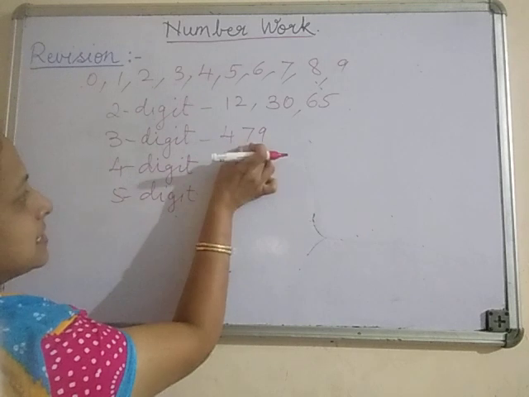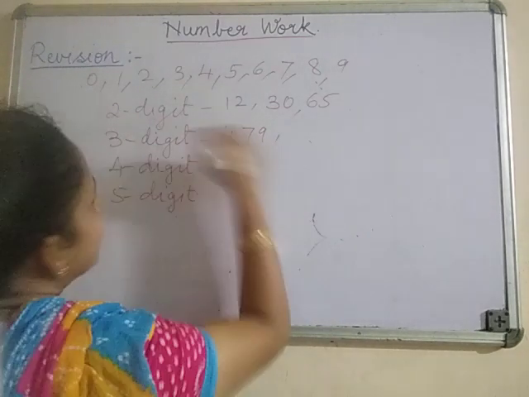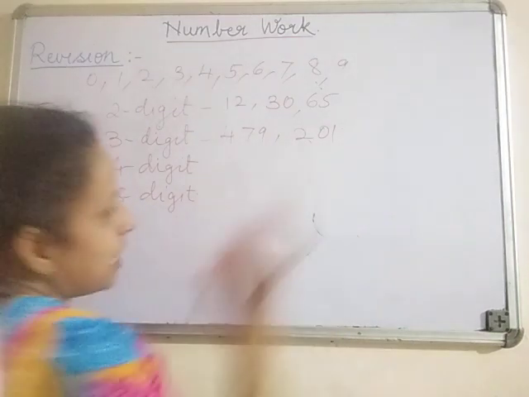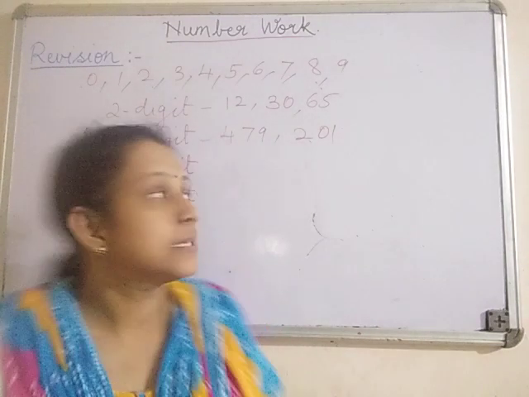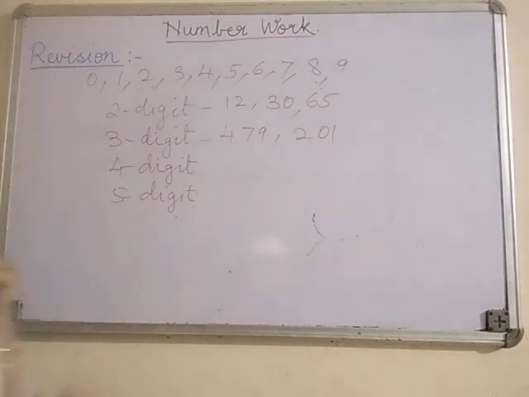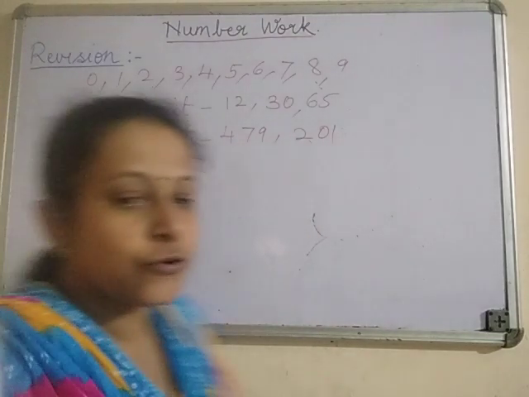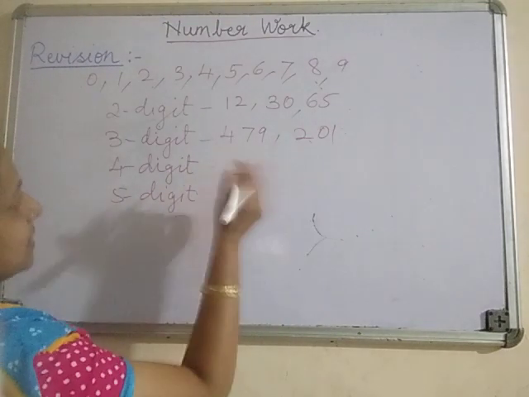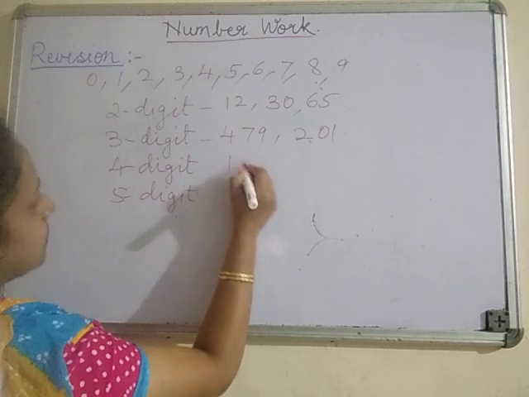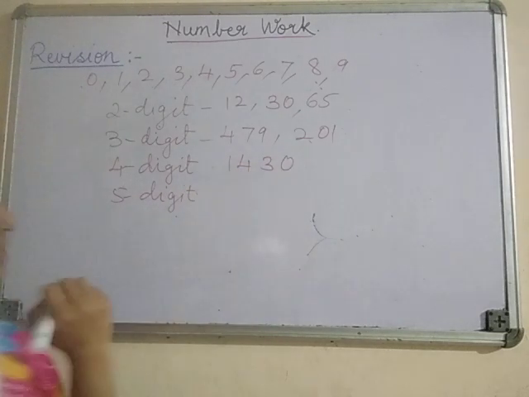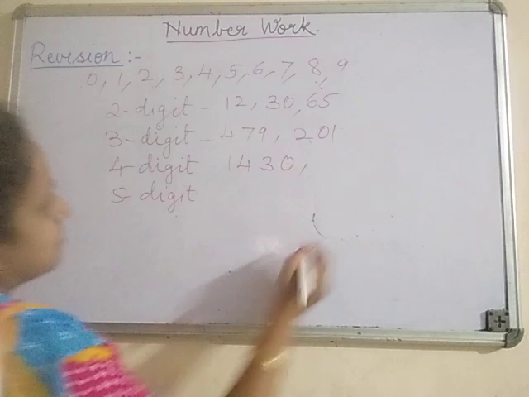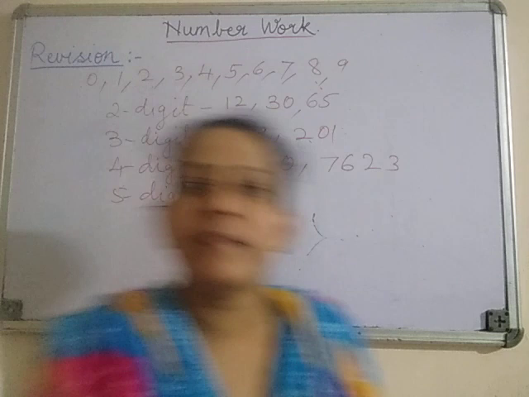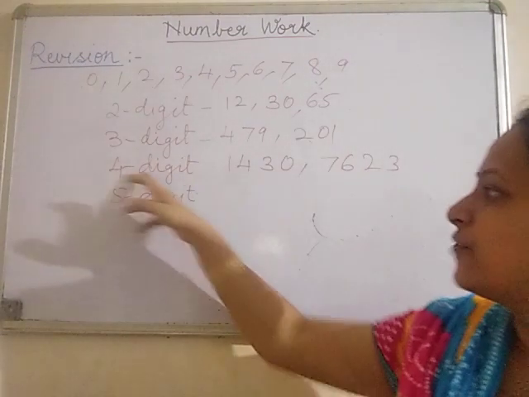That is 479. Then you can take any number like 201. So like that you have to make 10 numbers of 3 digits also. Then 4-digit: 4 digits means there will be 4 digits in one number. I will take 1, 4, 3, 0. This is one number. Then you can take any other number, 7, 6, 2, 3, and make 10 numbers of 4 digits.